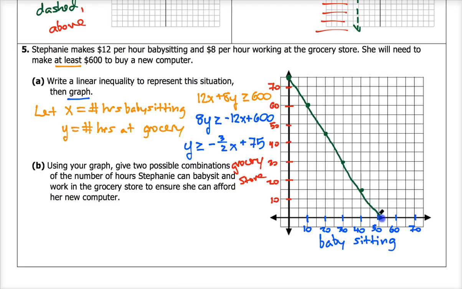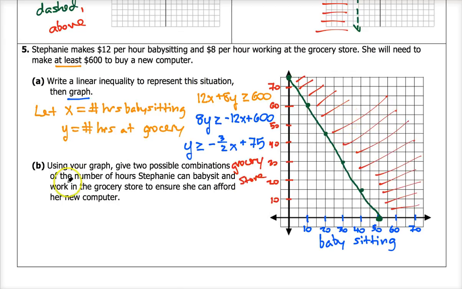And here is my graph. Notice we can't work less than 0 hours babysitting, and we can't work less than 0 hours at the grocery store, so that's why I have not extended the graph beyond these points. These are the minimum y and x values that we can work. This is a greater than or equal to symbol, so we need to shade above this line, so we're going to shade this direction.